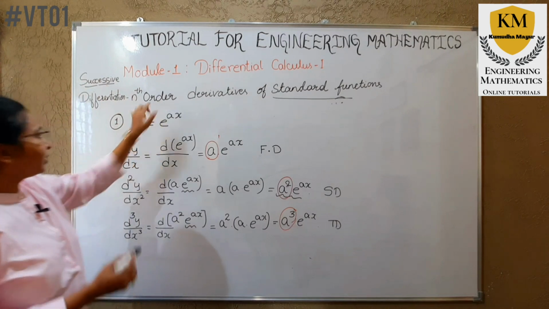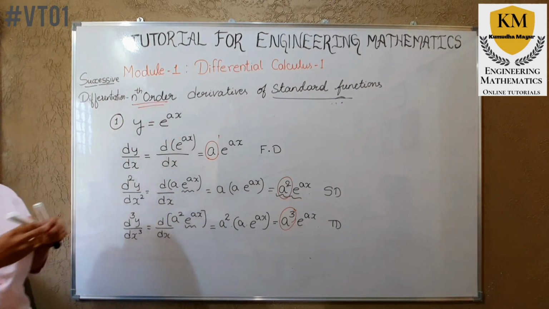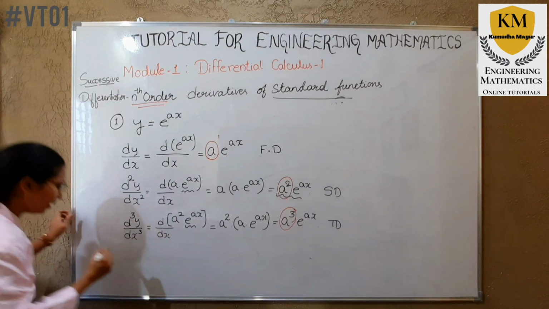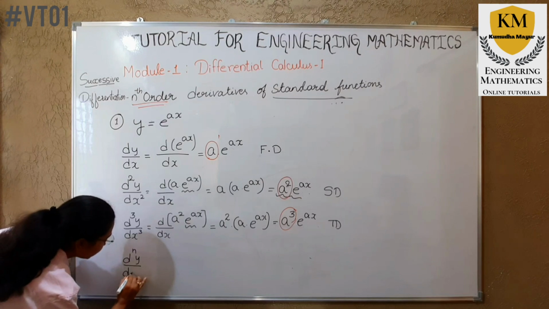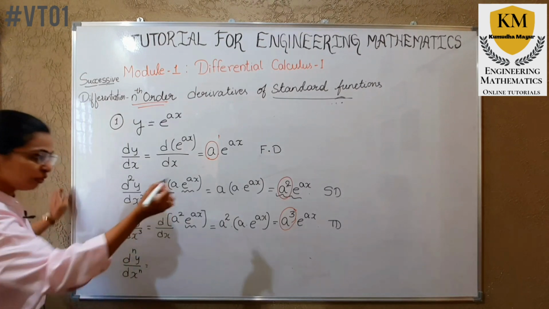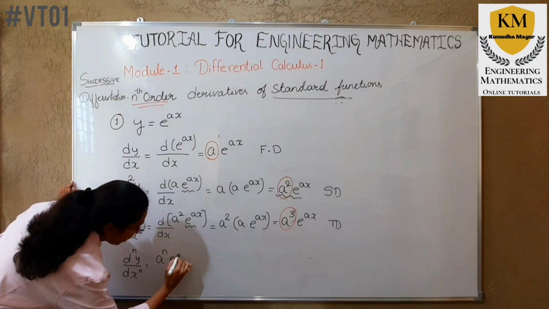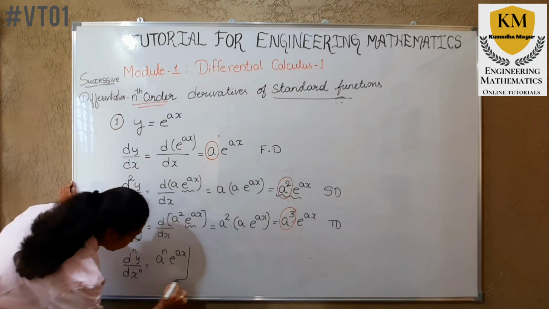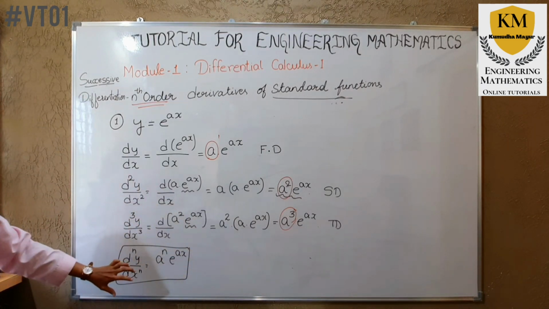So, for the nth order, I am pretty sure that you can write the final step when it comes to d^n y by dx^n. Directly you can write it. It is a to the power n e to the power ax. This is the first standard function derivative.